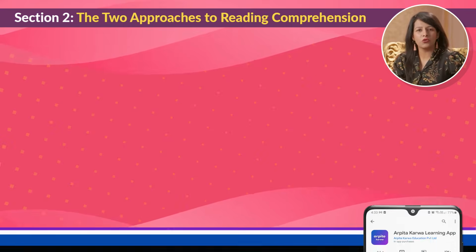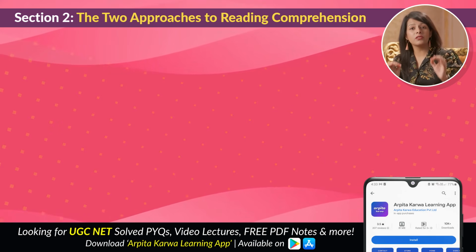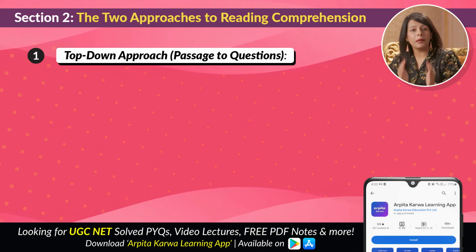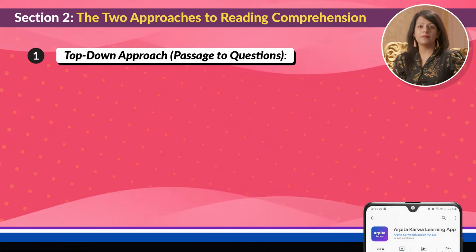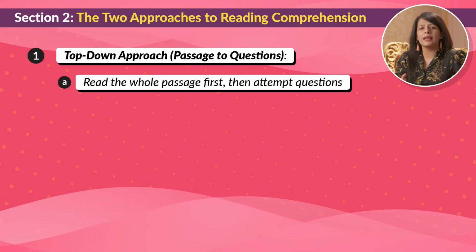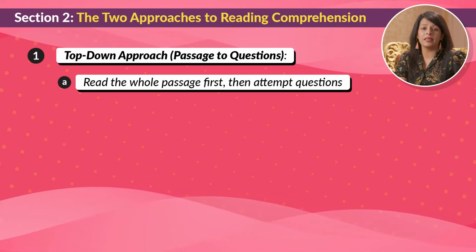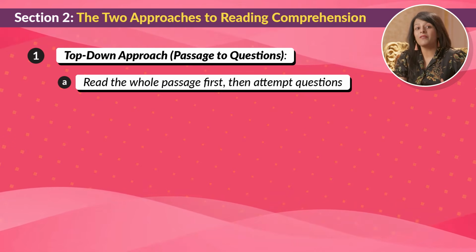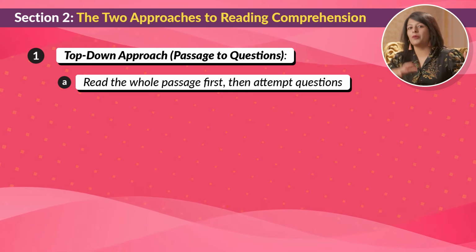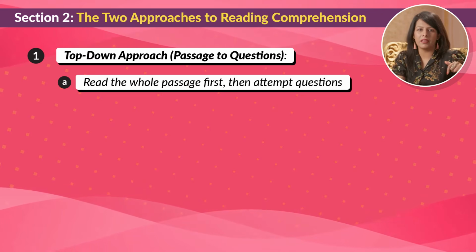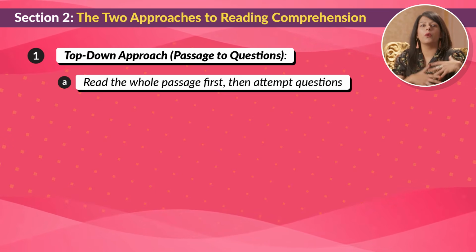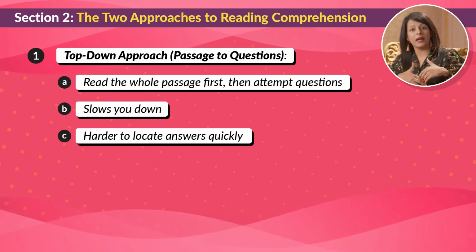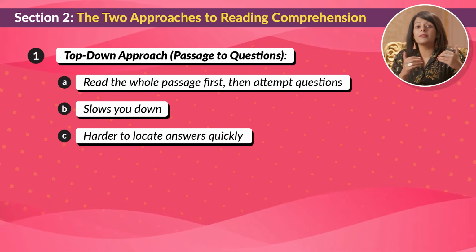There are 2 ways to approach reading comprehension questions. First, there is the passage to question method, also called the top-down approach. In this method, you read the entire passage first. Then you look at the questions and try to find answers. This approach is like the first experiment, where you try to remember everything without knowing what is important. It slows you down and makes it harder to find the answers.